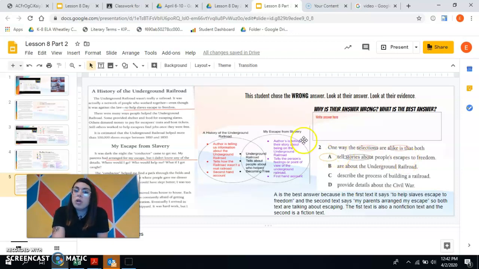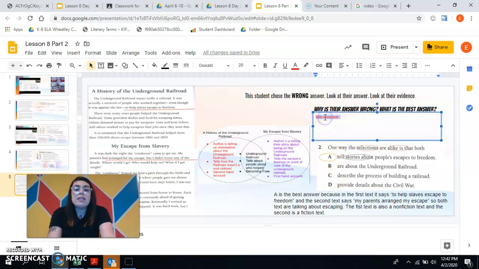So I want you to look at your Venn diagram, look at your answer and your text evidence, and figure out what answer is correct. And you're going to write it here. You can say the best answer is Z because, and then you're going to tell me why. Okay? So remember, you double click and you write it there.